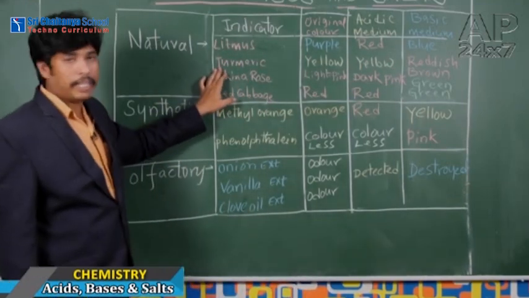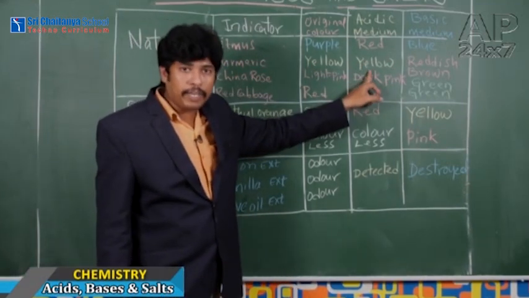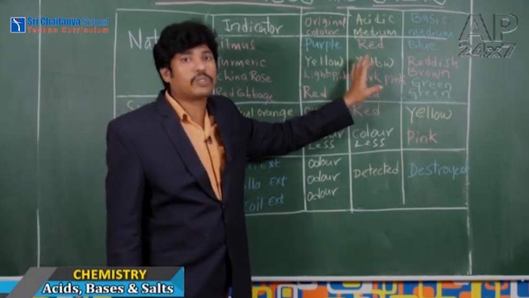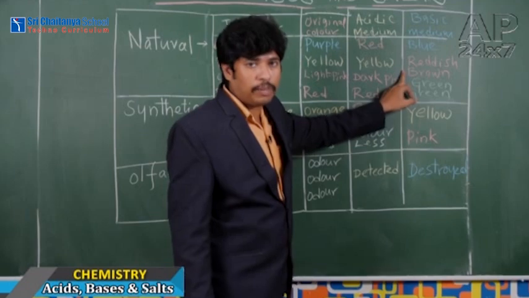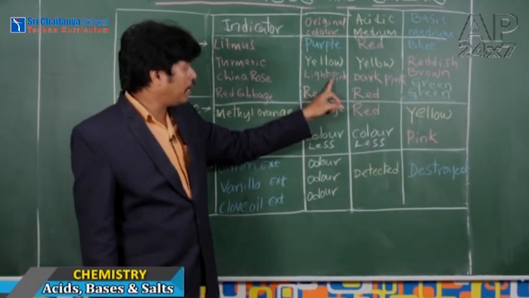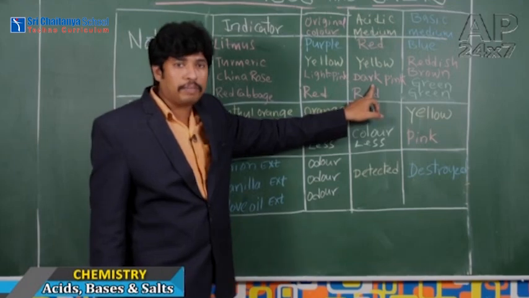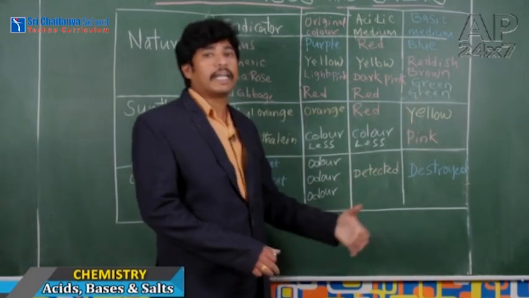And next one, turmeric indicator. It is originally yellow color we know, and in acidic medium it remains as it is, there is no change in the color, and in the basic medium it turns to reddish brown. And coming to China rose indicator, the original color is light pink, and in acidic medium it turns to dark pink, and in the basic medium we can observe green color.